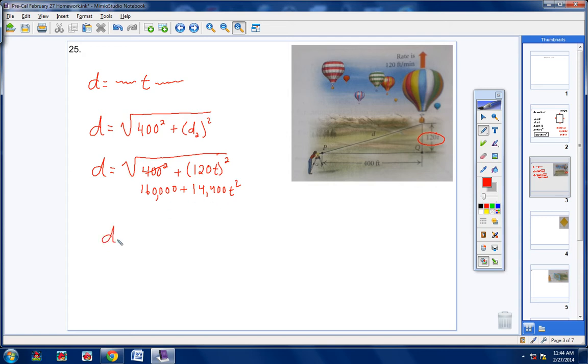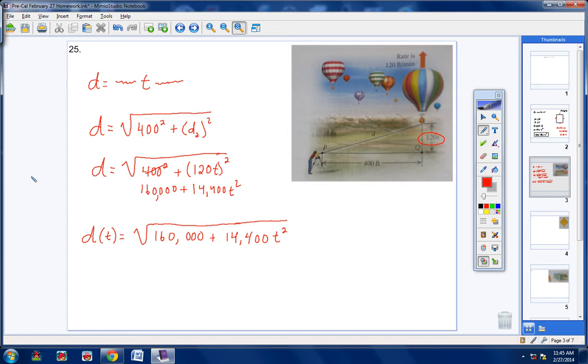So you would have d equals the square root of 160,000 plus 14,400 t squared. And of course, in your final answer, I do want functional notation. So what you'd have to put would be d of t. And there it is, distance based on time, or distance as a function of time. And I think that's all they ask us to find. Yes, it is. Okay, so very good.